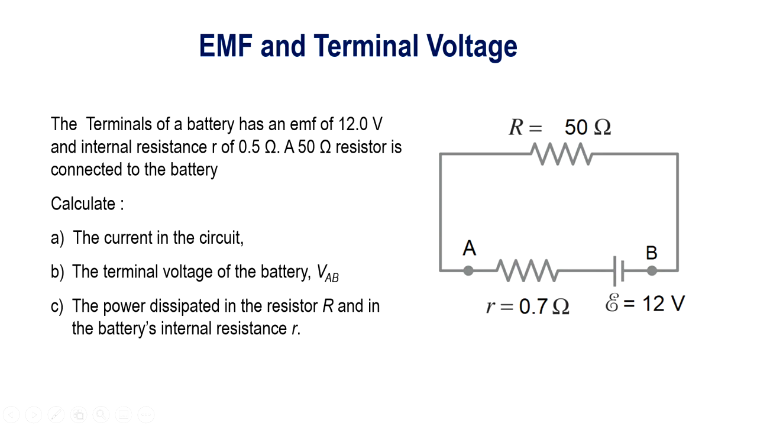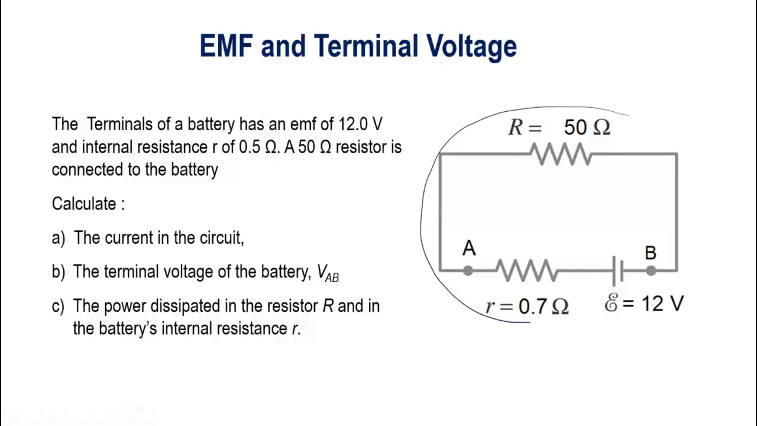The objective of this example is to find the current in this circuit. This is the circuit. We need to find how much current goes through it. So this is what we are looking for. And also we need to find the terminal voltage of this battery. The terminal voltage is the difference of potential between A and B.